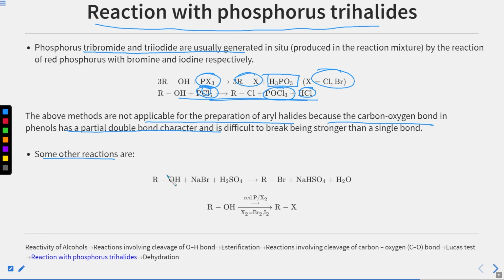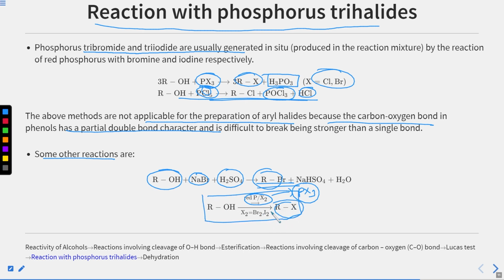Now we have some other reactions also. If you treat your alcohol with NaBr and H2SO4, you will get RBr. And if you treat it with red P and X2, it will form PX3 only. So basically, we have taken the reagents rather than PX3 directly. So a question can be asked in this way also. The end result is the same. We can use bromine and iodine both, but we cannot use chlorine and fluorine for this method of using red phosphorus with X2.